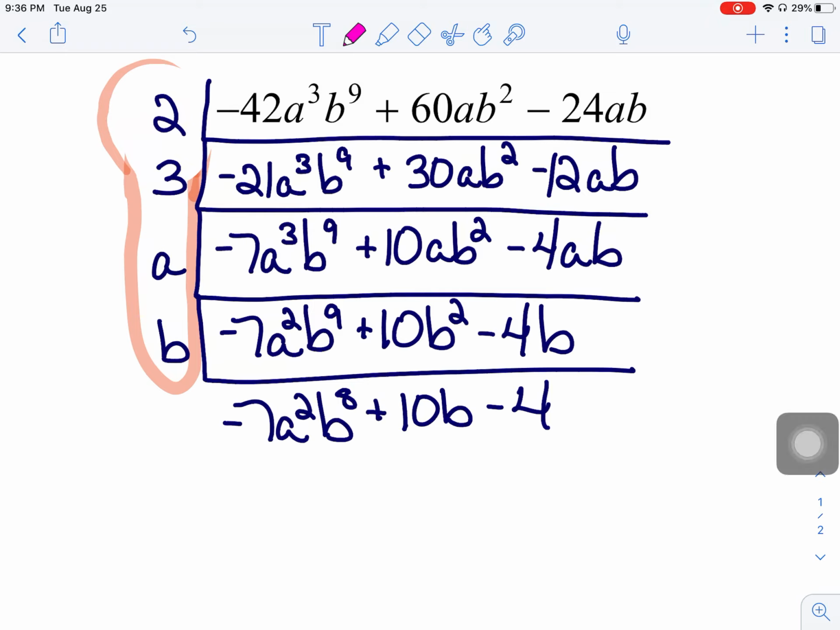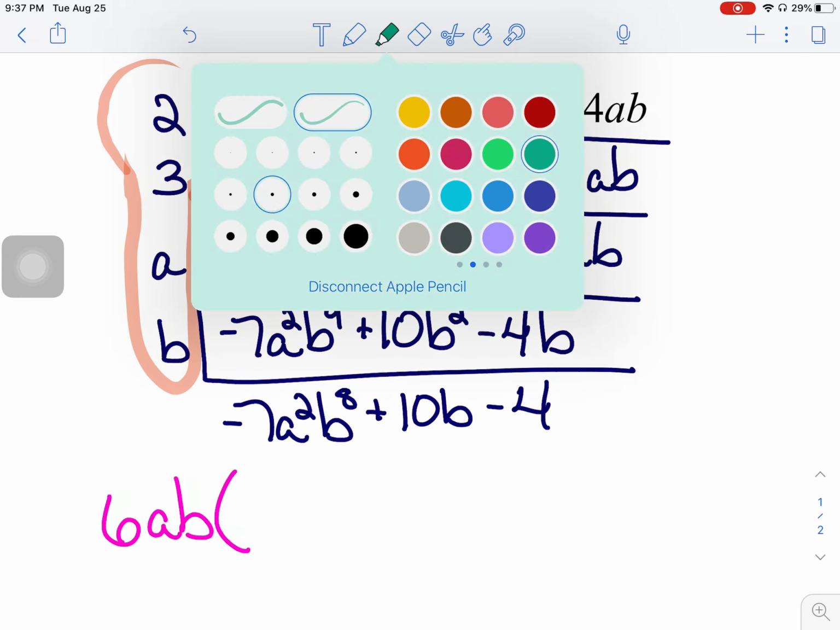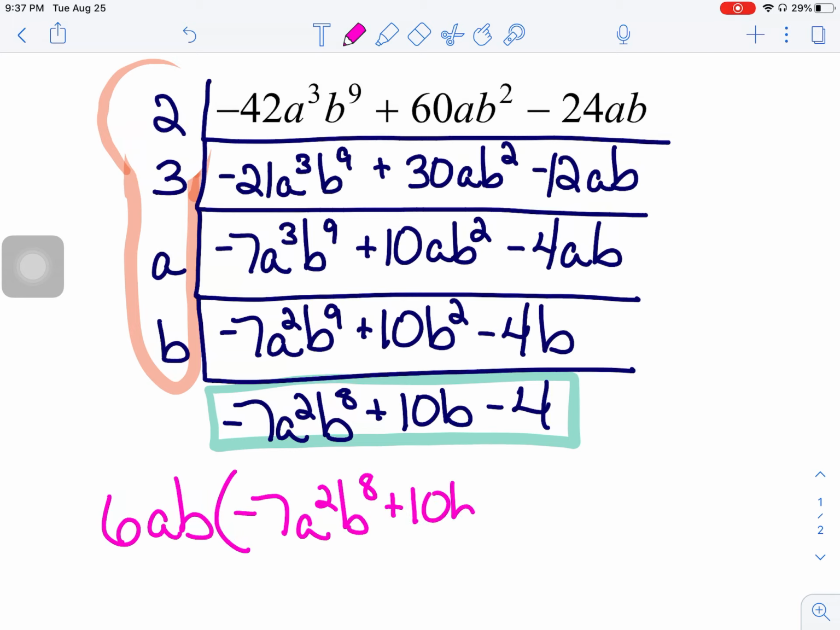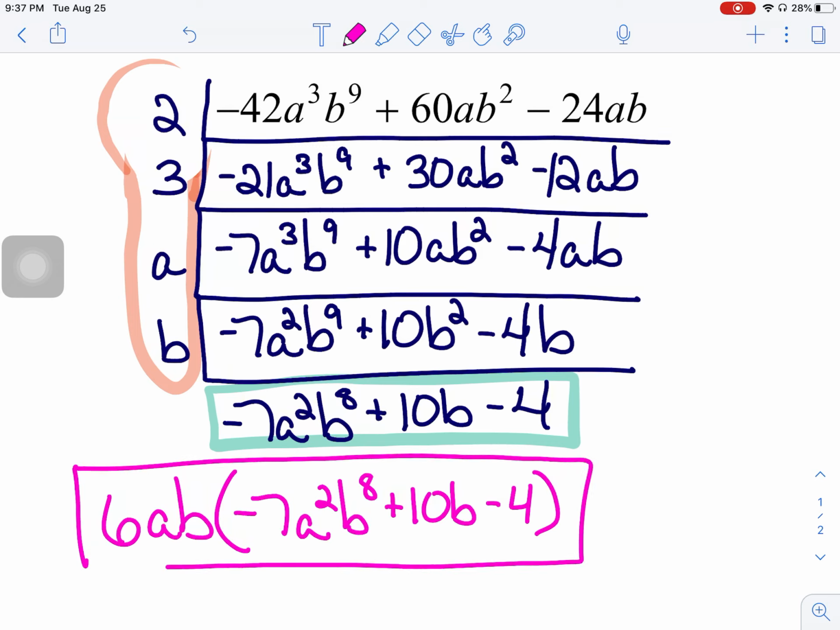So you've got 2 times 3 times a times b. So that would be 6ab. And then this at the bottom is what's going to go inside the parentheses, because that's what remains when we have divided that GCF out. So negative 7a squared b to the 8th plus 10b minus 4. Close up the parentheses, and that is the factored form for that second problem.